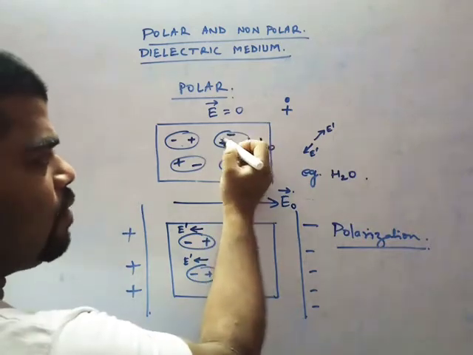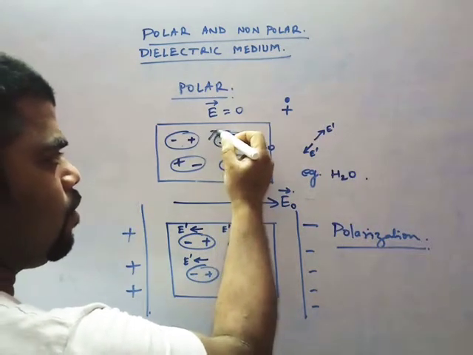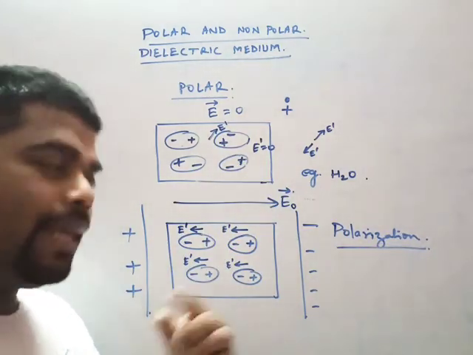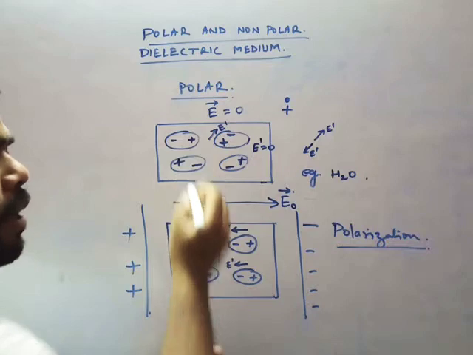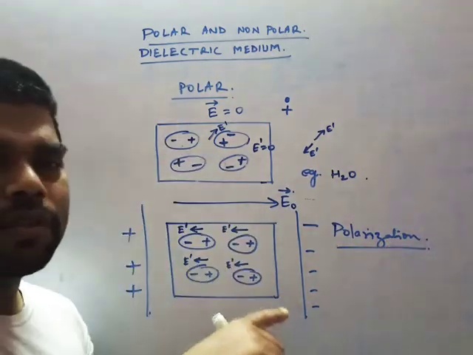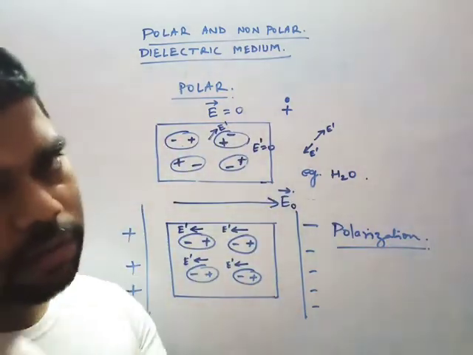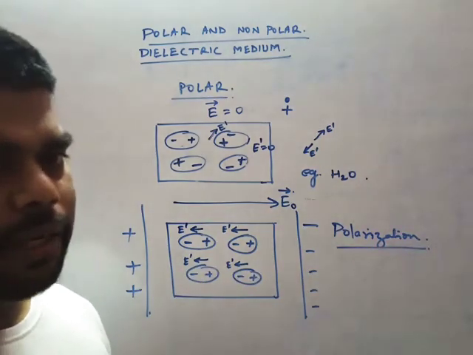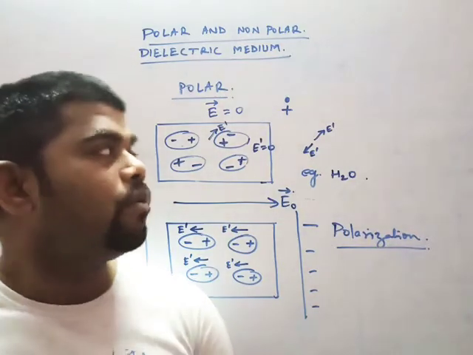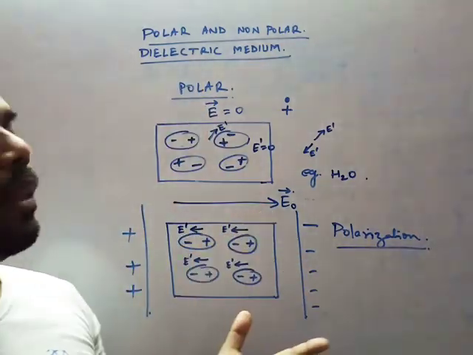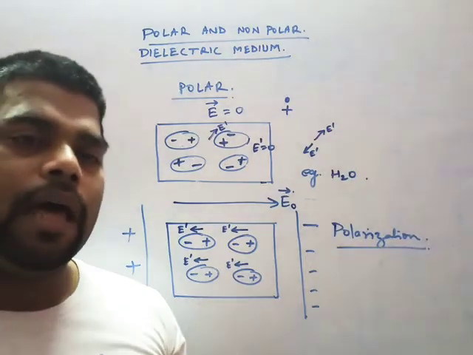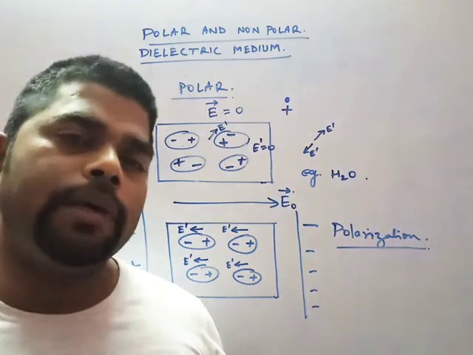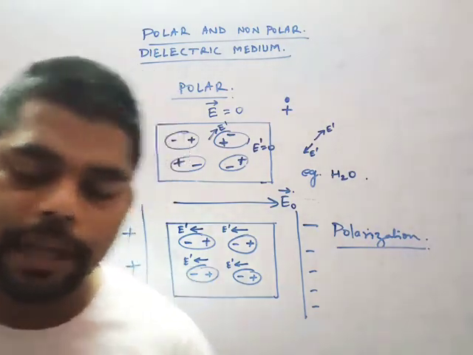Individual electric field of the molecule is there, positive to negative, E dash is there, but overall it is zero. But in the non-polar, they are already aligned at this point, so individual was also zero and overall is also zero. Here, no, they have some electric field. It is not zero. Now the choice is yours. You can take either polar or non-polar and utilize it inside the capacitor plate, and its value will definitely increase. Is it clear?